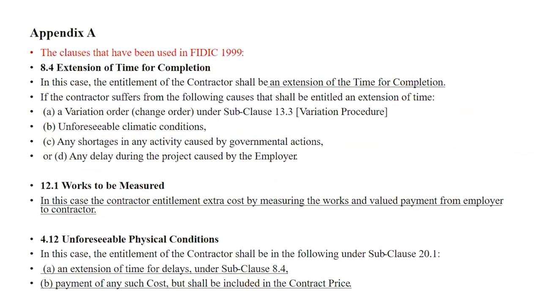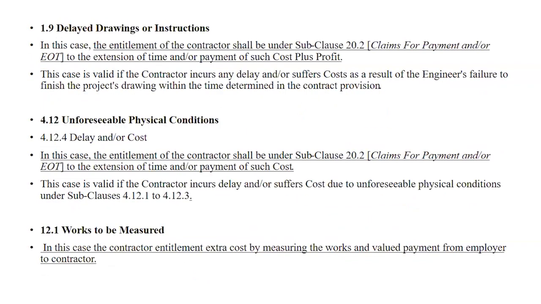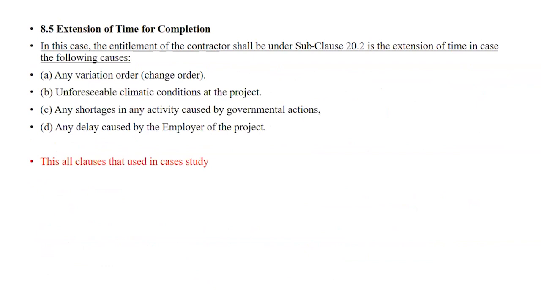This is Appendix A. This illustrates the clauses that have been used in FIDIC 99. Number 8.4 is extension of time for completion. Works to be measured is number 12.1 and so on. The clauses that have been used in FIDIC 2017 are adjustment for changes in law, variation procedures, delayed drawings or instructions, unforeseeable physical conditions, works to be measured, and extension of time for completion. These are all the clauses used in the case studies.